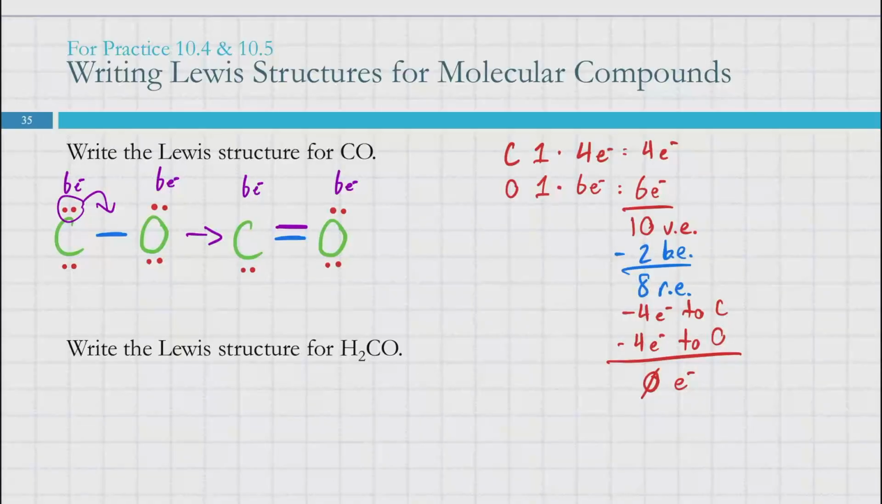Has it changed? It's still 6. We've got 2 from the lone pair, and then 4 from the double bond. So it's still got 6.